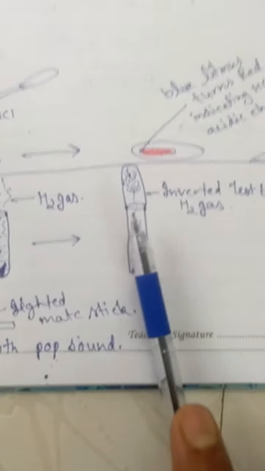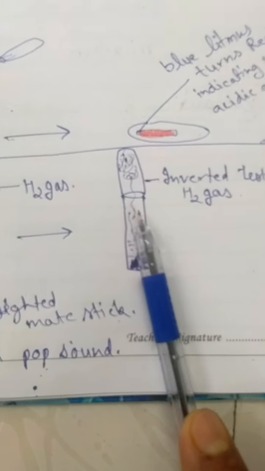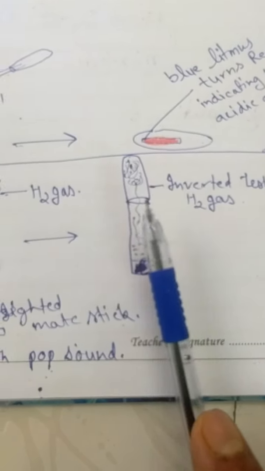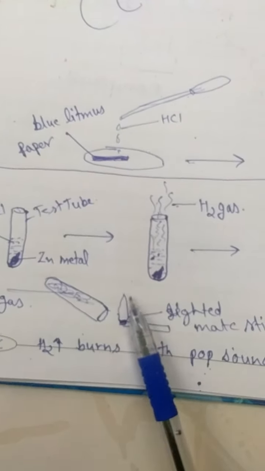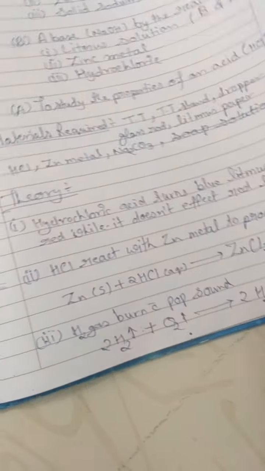Because carbon dioxide is also a colorless, odorless gas, how can we identify whether it is hydrogen gas? In this way we can check that the liberated gas is hydrogen gas. Hydrogen gas burns with a pop sound.